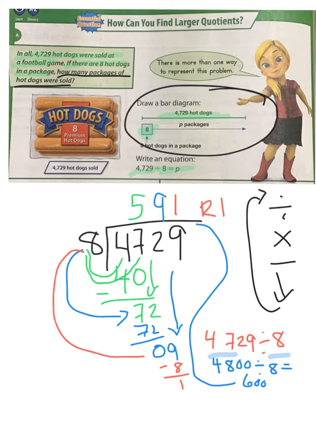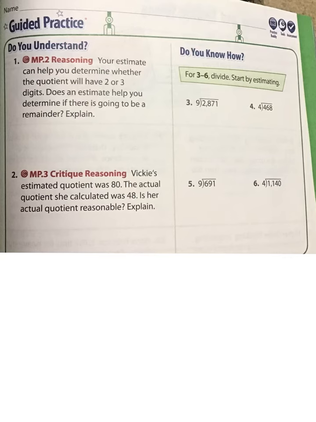Also, since we rounded up to 48, we know that they're not going to sell 600 packages. It's going to be a little bit less, which is correct from our answer. Number 1. Your estimate can help you determine whether the quotient will have 2 or 3 digits. Does an estimate help you determine if there is going to be a remainder? Explain.